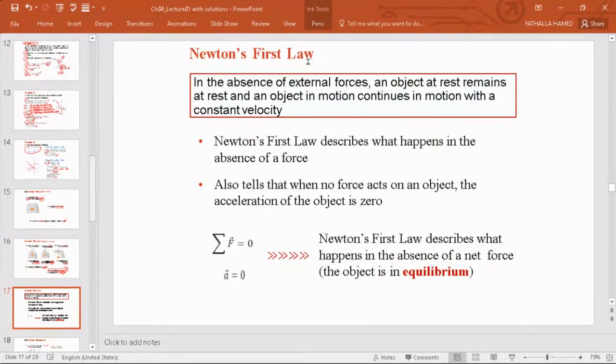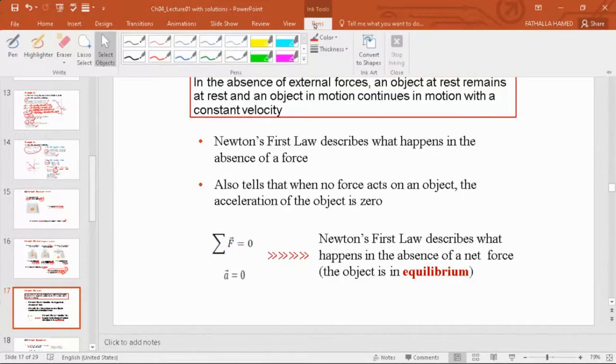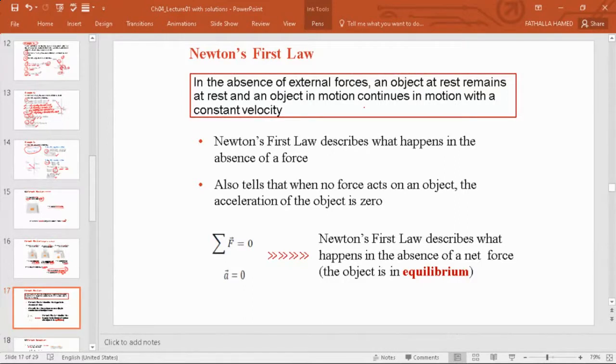So Newton's first law states, in the absence of external forces, that means the net force is equal to 0, an object at rest remains at rest, and an object in motion continues in motion with constant velocity.